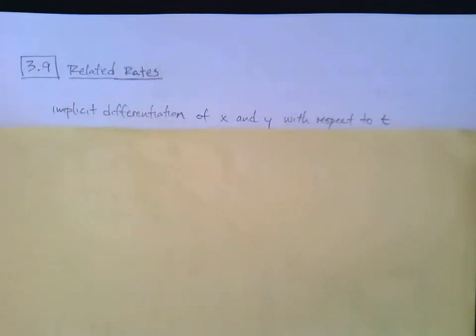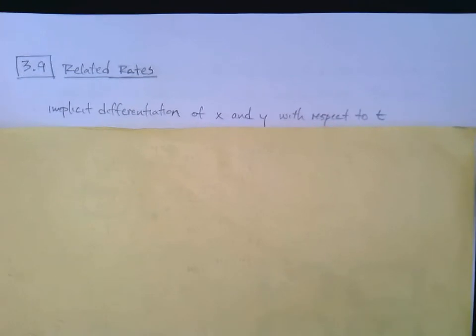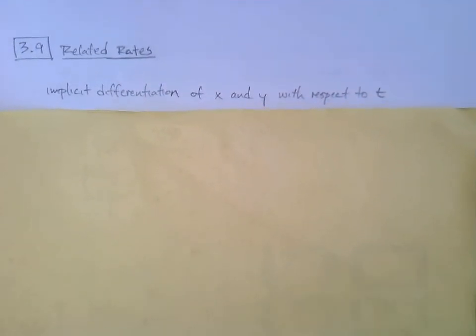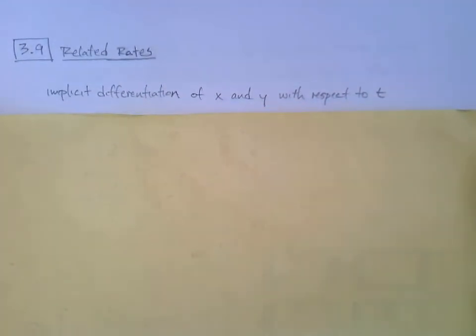Okay, so let's just first do something that's not applied yet. We'll get to the examples. We're going to look at this right here: implicit differentiation of x and y with respect to t. So this is going to set the stage. We're going to do an example. We're going to look at x squared plus y squared equals 25.